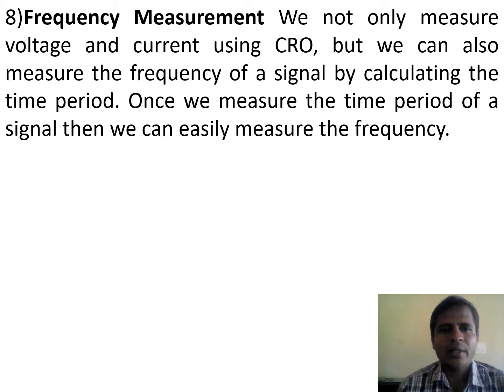Not only voltage and current, even the frequency can also be measured with the help of the cathode ray oscilloscope. That is, by calculating the period of the signal on the CRO screen, we can find out the frequency of the signal. Once we measure the time period of the signal, then with the help of the time period we can calculate the frequency.